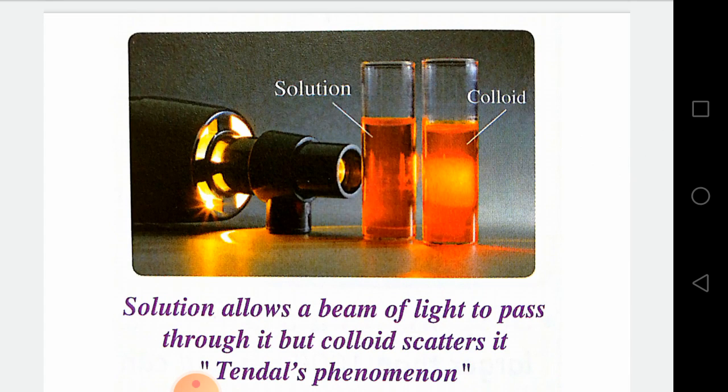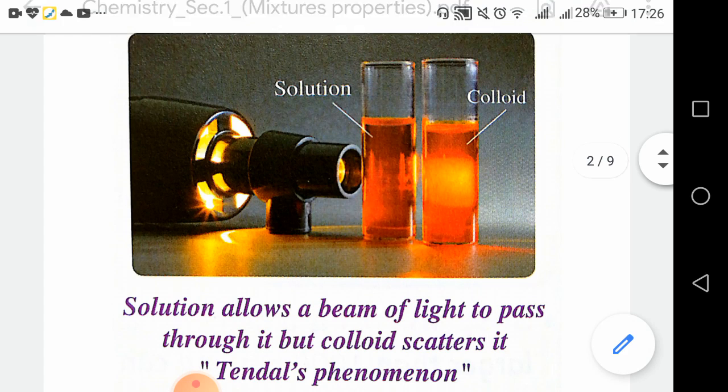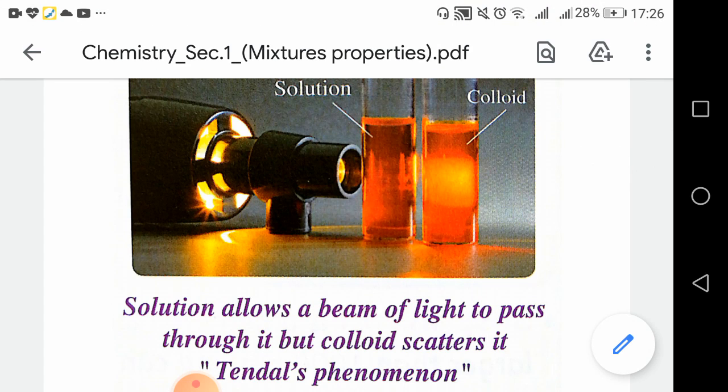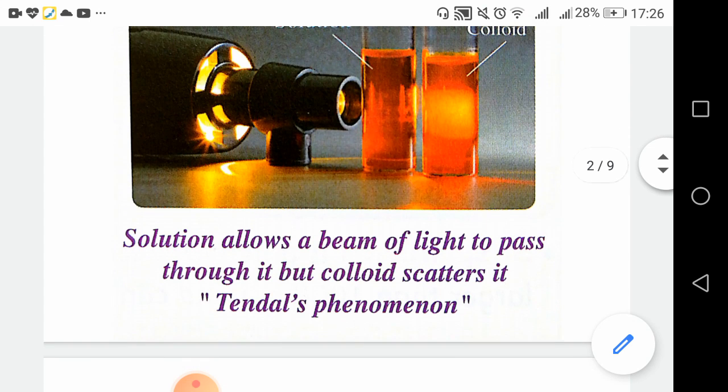This picture illustrates what is called Tyndall's phenomenon. What is Tyndall phenomenon? As you see here, this is the passage of a light beam through solution, colloid, or suspension, and observe the effect. In the case of a solution, no scattering of the light beam, while a colloid scatters the light beam. Also in the case of a suspension, the light beam will be scattered.